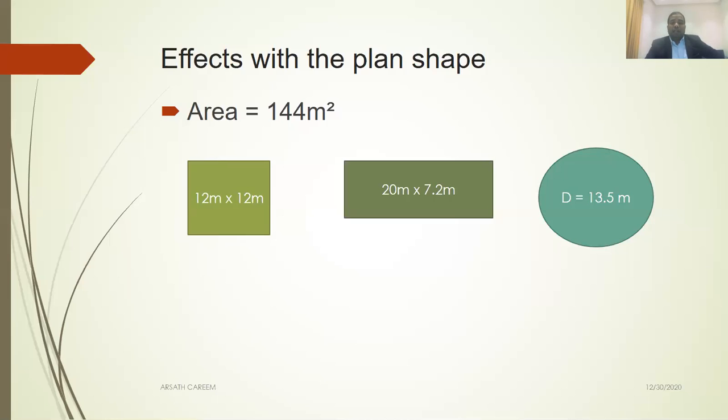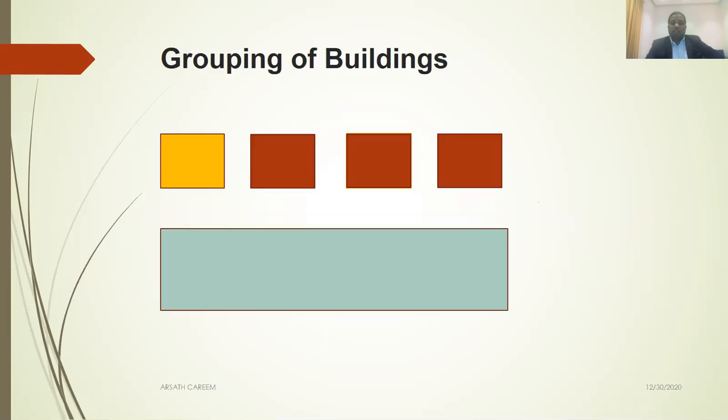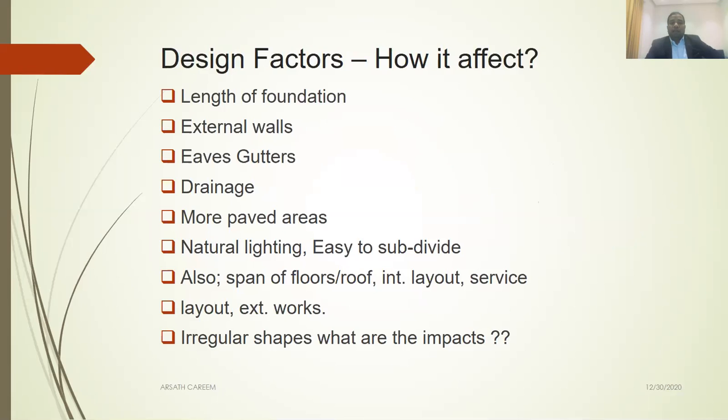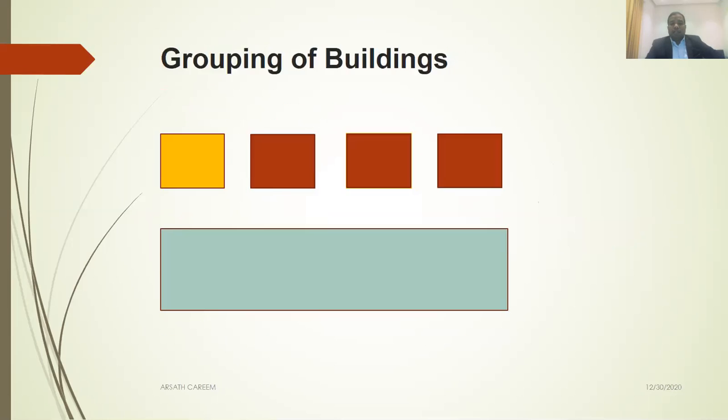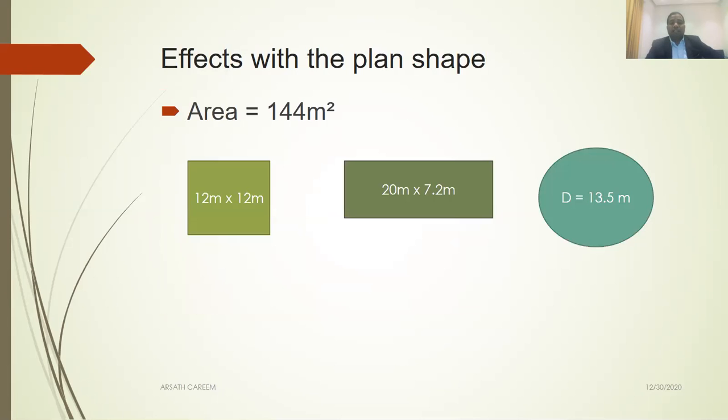However, this shape will affect the cost. How? You will see here. Because of the shape, the length of the foundation will differ. Because of the shape, external walls will differ. Eaves gutters will differ. Drainage, paved area, natural lighting, span of floors, layouts. These are the things that will be affected. Also imagine if you build an irregular shape.